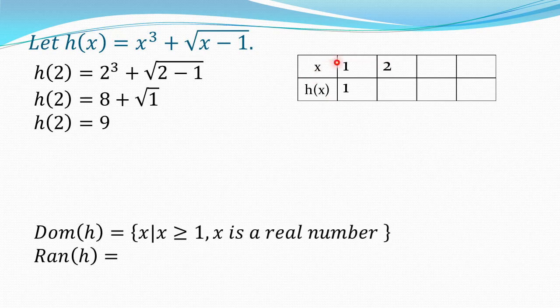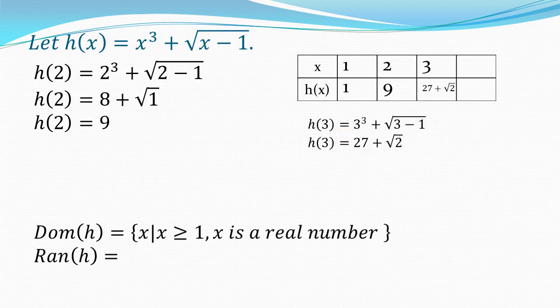How about if x is equal to 2? We actually evaluated that here already. So this is what happens with h of 2. It becomes 9. So we put that in here, 9. So how about if x was equal to 3? What happens? So we'll substitute this into our expression. h of 3 is just equal to 3 cubed plus the square root of quantity 3 minus 1. So 3 cubed is 27, 3 minus 1 is 2, and there's nothing more we can do about this. So this is what happens to h of x.